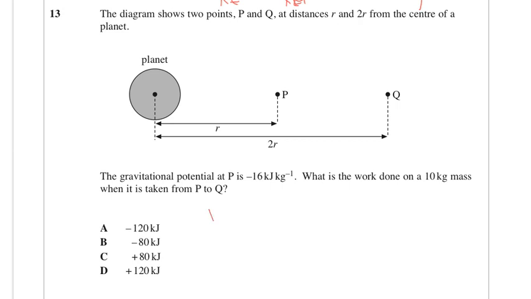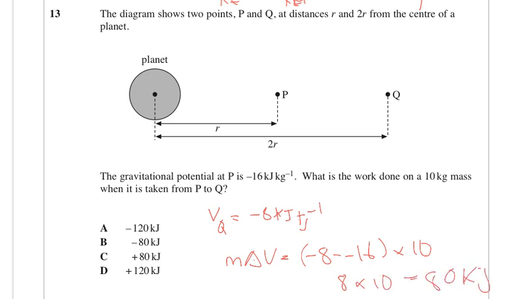So first of all, the potential at Q: if we double the distance, we halve the potential, so it'd be minus 8 kilojoules per kilogram. And the change in potential energy is m delta V, so the change in potential is going to be minus 8 minus minus 16, because it's final minus initial. I'm going to times that by 10, and remember we've got kilojoules, so that ends up being 8 times 10, so 80 kilojoules. Remember it's always final minus initial, which is why we end up with a positive number, so it's not that one, it's answer C, by doing final minus initial.